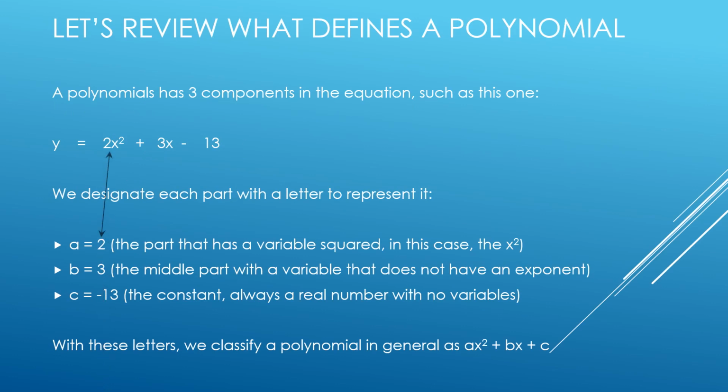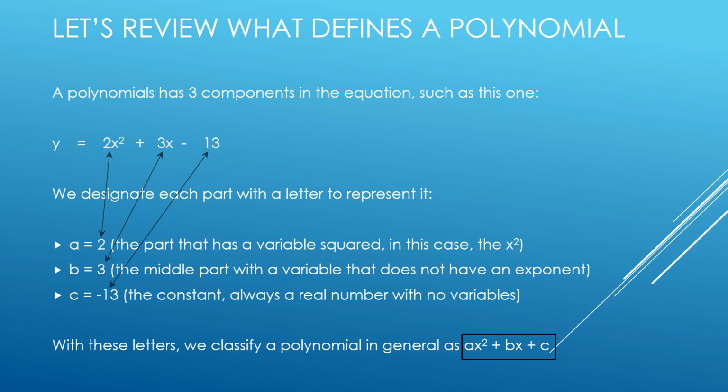A polynomial has three components in the equation, such as this one right here, y equals 2x squared plus 3x minus 13. We designate each part of these components with a letter to represent it. It's actually the number in front of it we're representing.